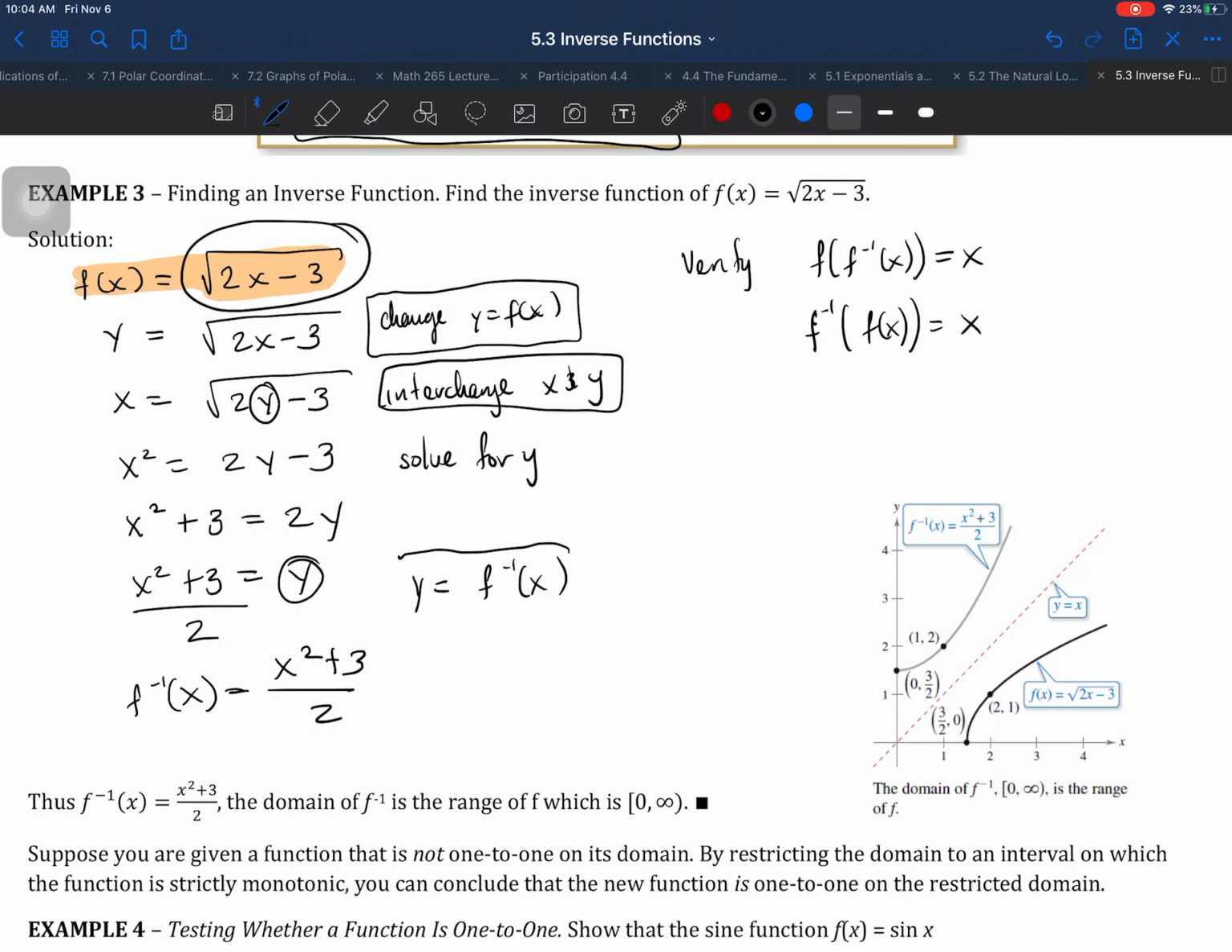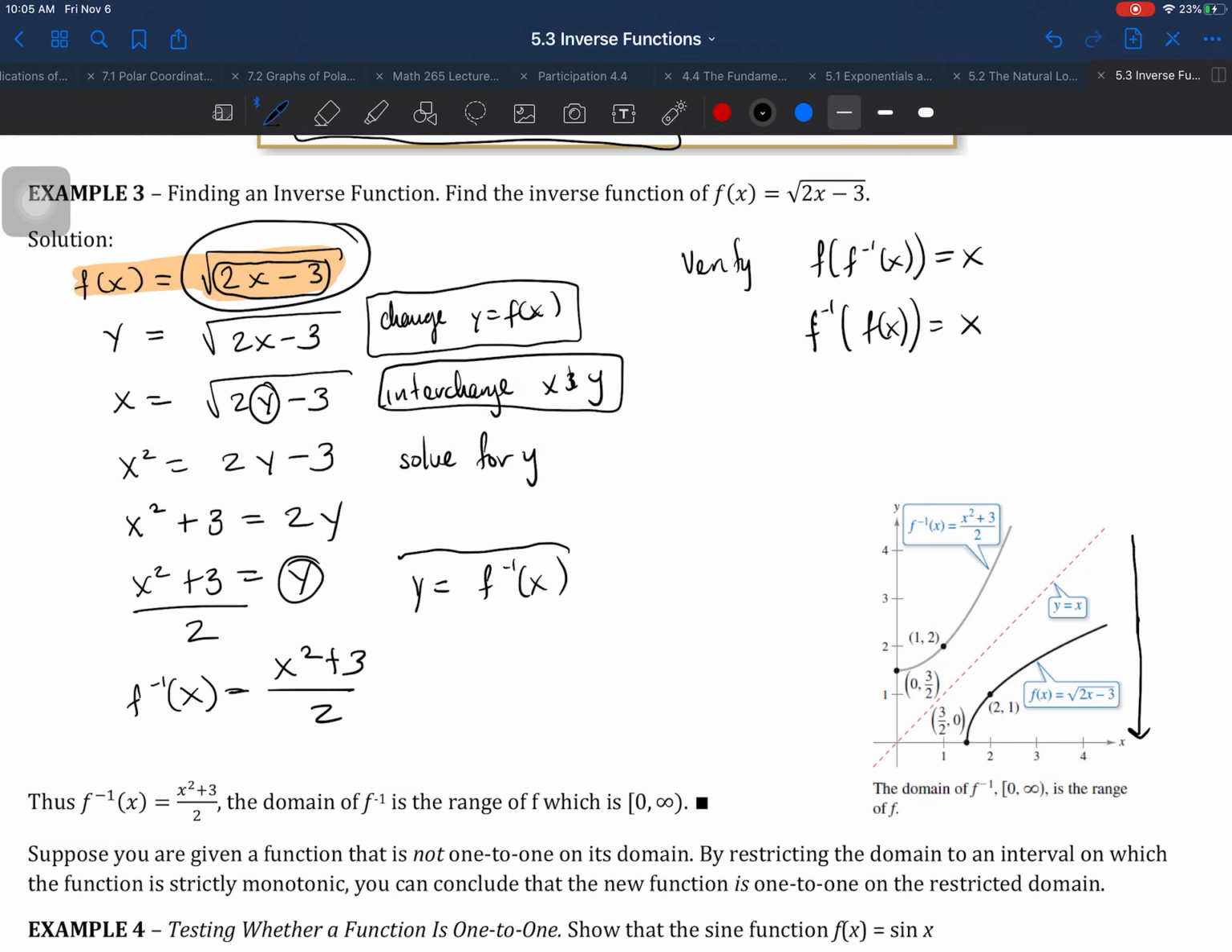What is the range of this? What are the values of y that you can get from here? Well, all we have to do is figure out how low this function can go. The lowest that this can be will be when this is 0. This could be 0 whenever you have 1.5, right? 1.5 times 2 will give you 3. 3 minus 3 is 0. So the lowest that this can be is 0.